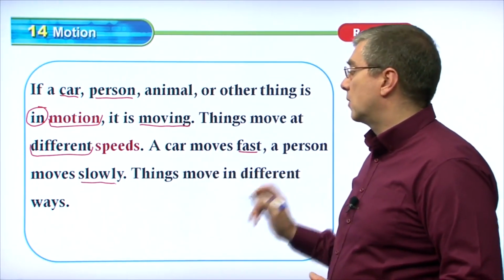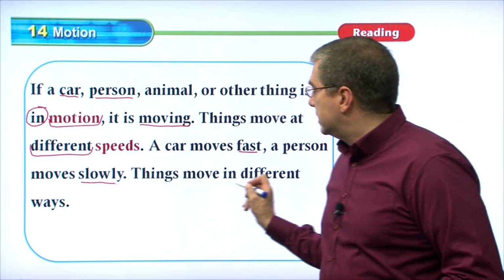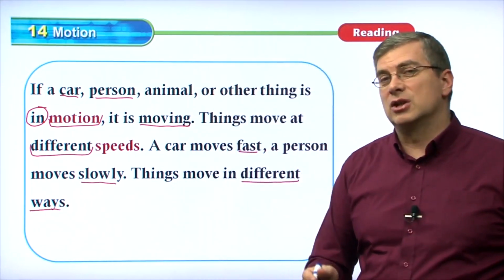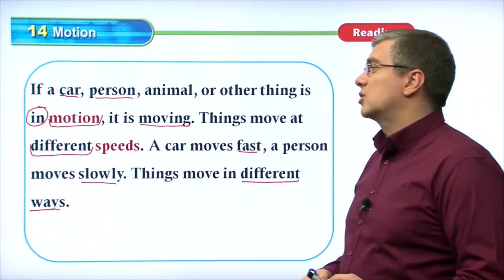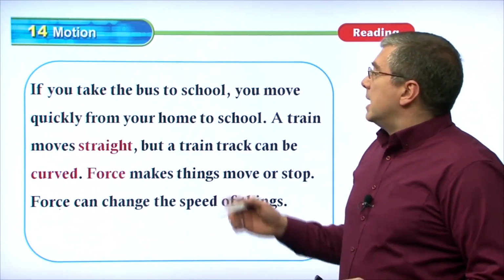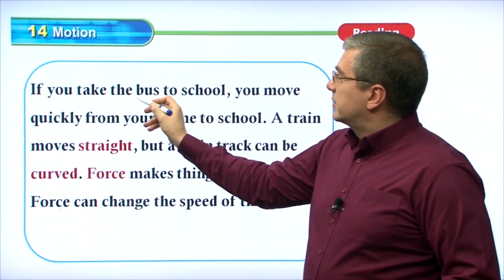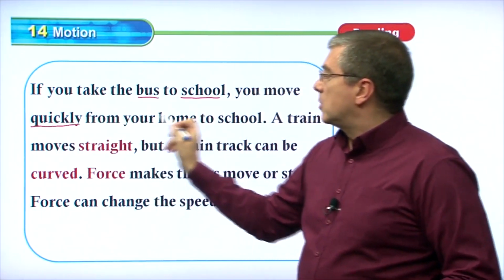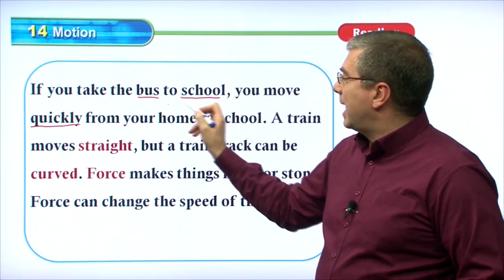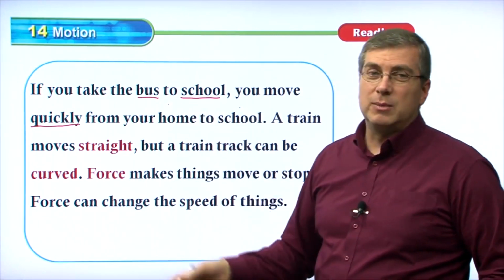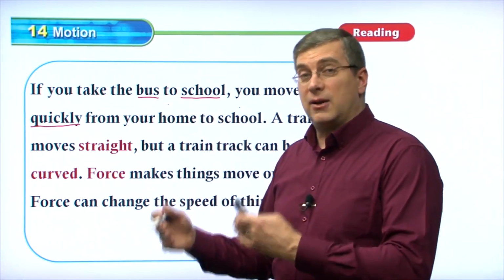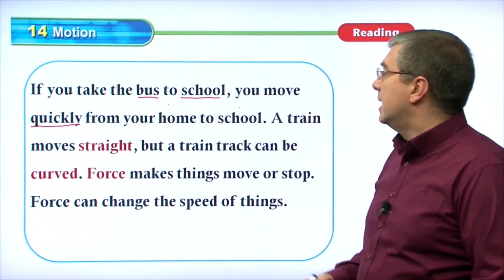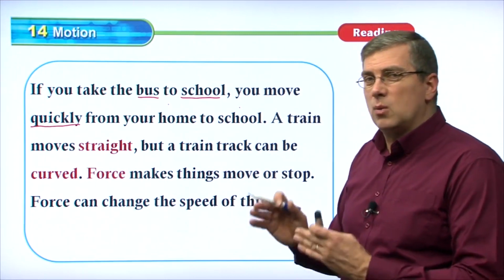Things move in different ways. Now we're talking about different ways, and also different directions. So what kinds of different directions are there? Well, first of all, if you take the bus to school, you move quickly from your home to school. So you're going from A to B, and you're moving quickly because a bus moves at a faster speed than a person walks, okay? Now we're talking about things move in different ways.